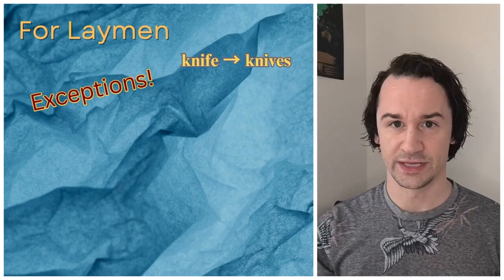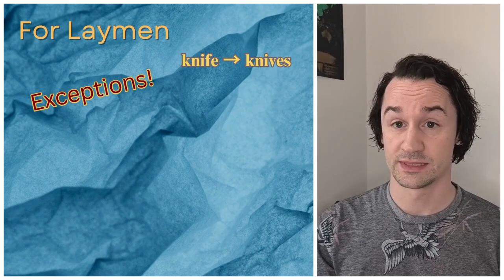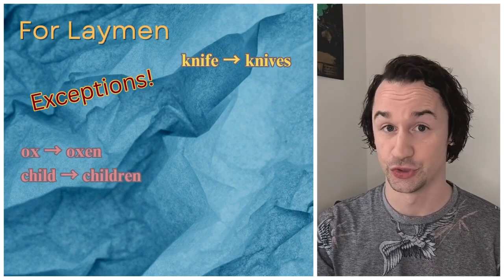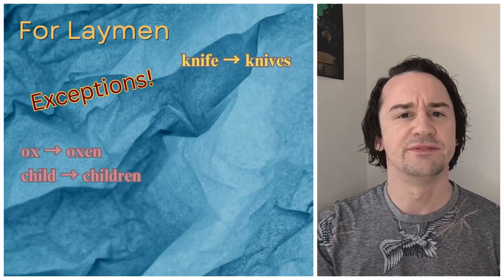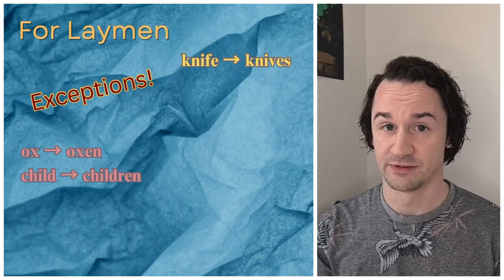And some other Old English relics have retained their old plural forms, ox and oxen, child and children. And then there's those influenced by Old German and the umlaut system for forming the plural.